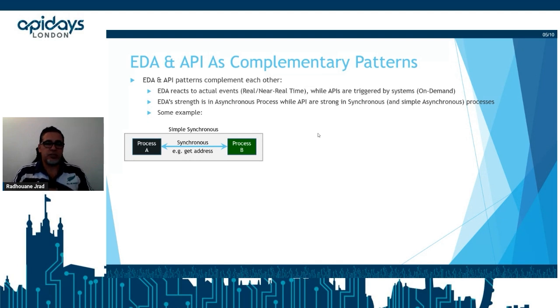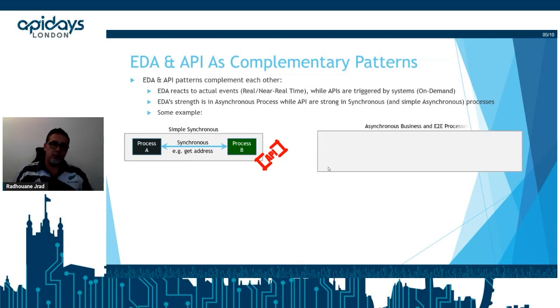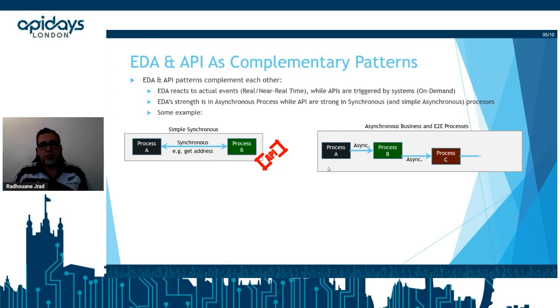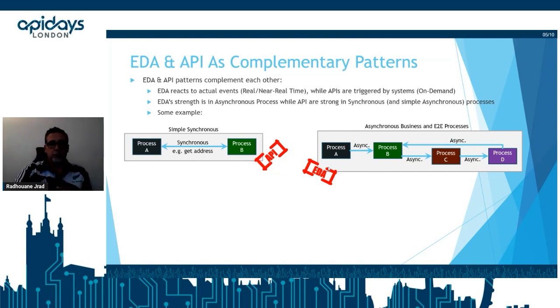The first example, very simple, is a synchronous call from process A to process B, for example, get address or whatever. That's easy. That's a typical API process. Now, on the other hand, you have an end-to-end pure business, end-to-end asynchronous call or process. That's pretty straightforward. If you have the event capabilities, you should use events for these things. You can use queues and APIs, but organically EDA is more suitable.